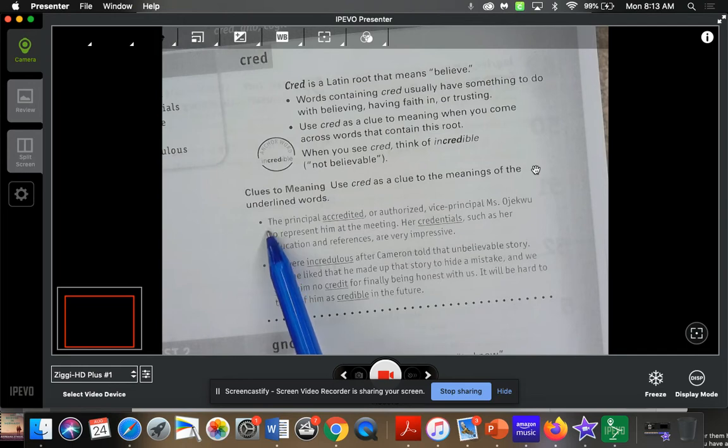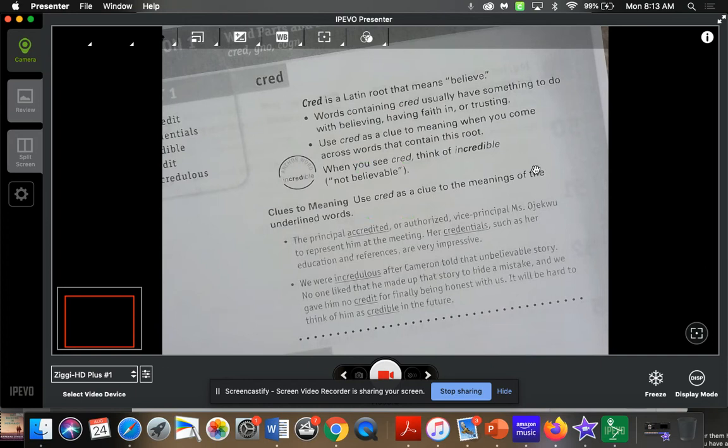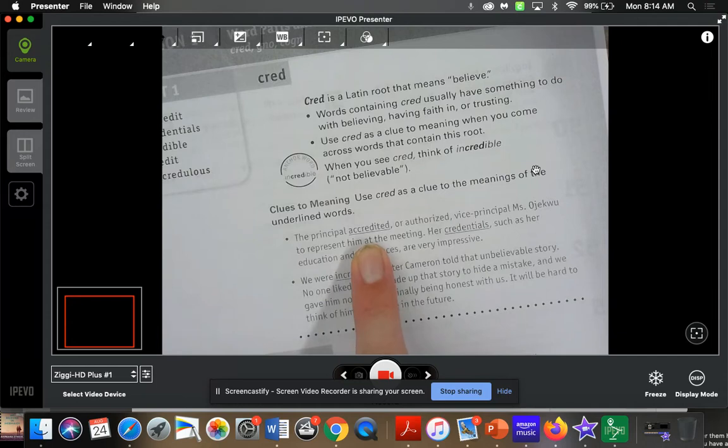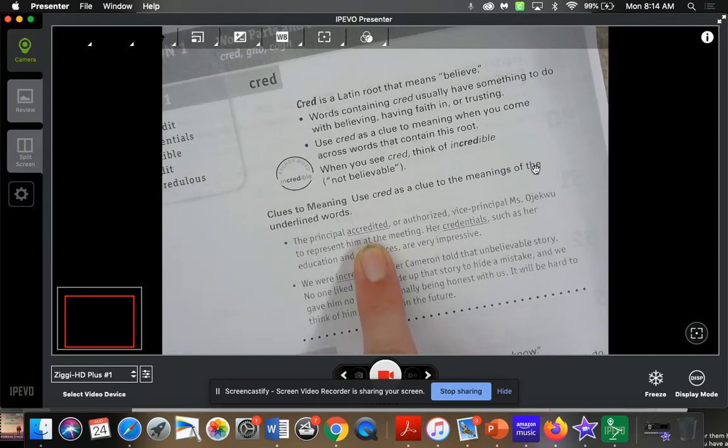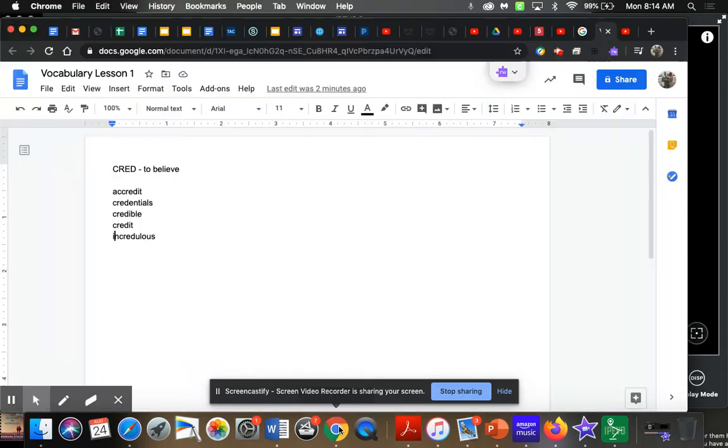Okay? All right, can I have somebody volunteer to read this one about the principal? We'll go Ojeku. Good. Okay, so what do you think accredited means? What does it mean to accredit somebody? Give permission. It says to authorize. So we're going to go back to your notebooks and write down, when you have the word accredit, that means to give authority or to believe. So if somebody's accredited, you believe they have authority.